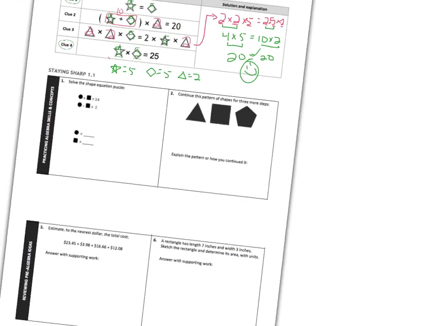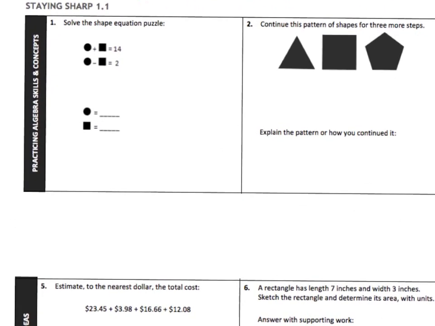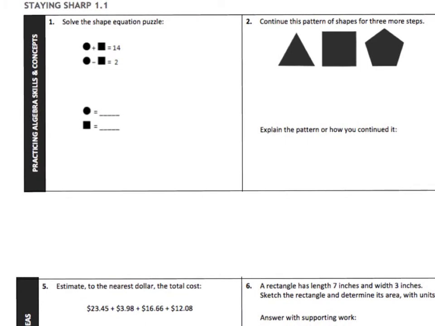Now, staying sharp is important because this is designed specifically to make sure you're keeping up with old skills or practicing ones that maybe we've learned very recently. So here we have one of those shape puzzles, and you guys rock this. Once you guys got going on how to do it, you were doing really well, and I appreciate that. So here we have a number plus a number is 14, and a number subtract a number is 2. I don't know if it matters which one we start with.